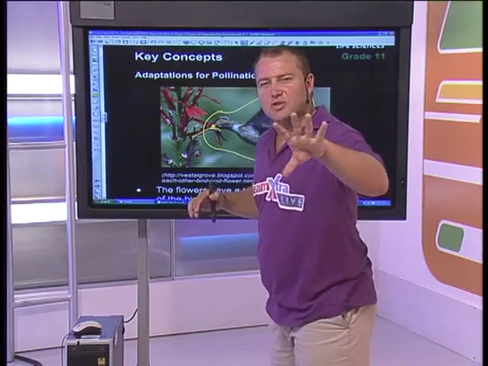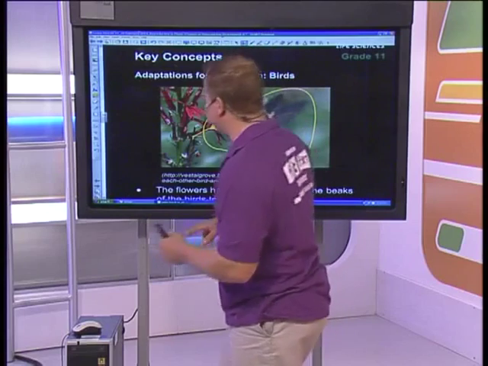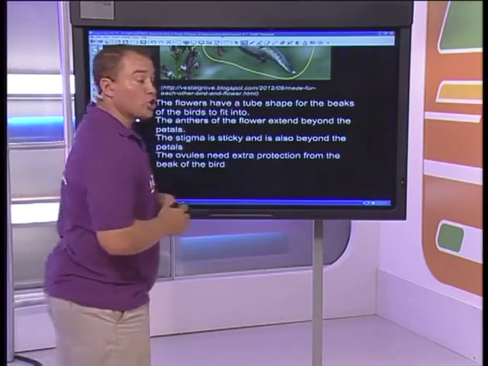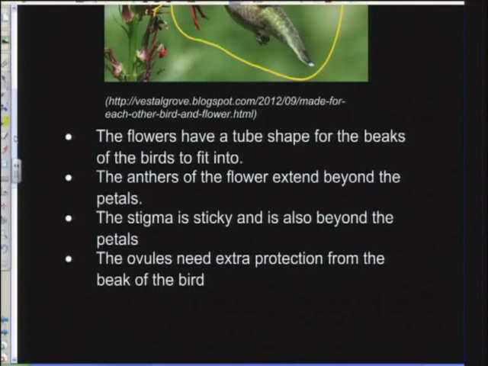Now, a little interesting fact about them. As they're flying and flapping their wings, they get the nectar moving up and down, which stabilizes them so that they don't move forward and backwards. How cool is that? That's cool. Now, let's have a look. Okay, flowers are tube-like so that they can accept that long beak of the bird, right? The bird's beak fits perfectly into it. The flower extends beyond the petals, right? So you get the flower and the petals are here, okay?